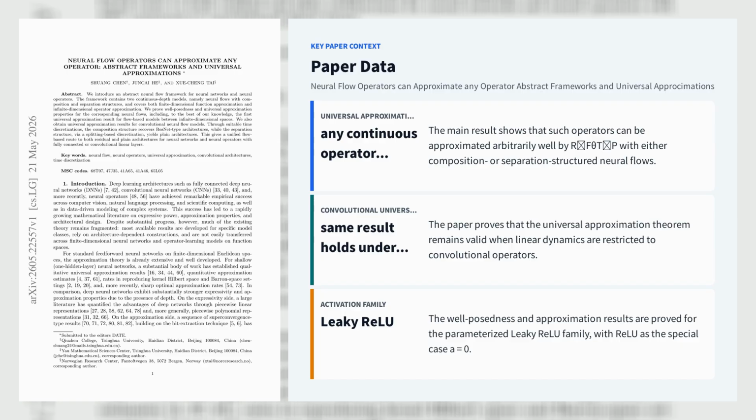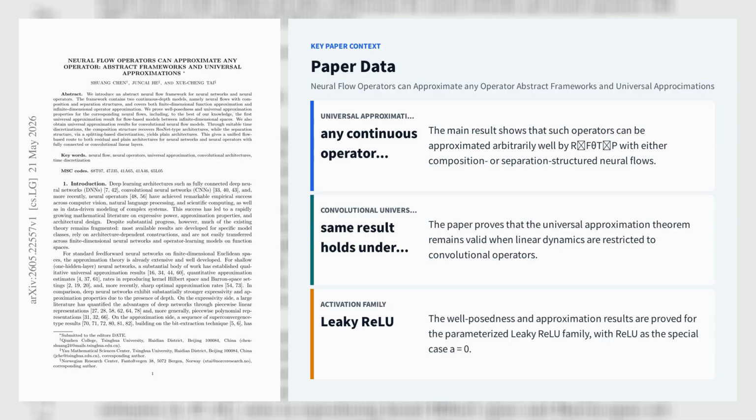Any continuous operator O on a compact set C in an abstract Hilbert space can be approximated arbitrarily well by R ∘ F_θ^T ∘ P, where P and R are bounded linear maps and F_θ^T is either flow type. They further show that the same result holds under convolutional constraints, by realizing fully connected linear dynamics exactly through constant convolution kernels. Finally, the paper transfers these continuous time guarantees to finite depth architectures via time discretization, proving universal approximation for both plain and ResNet-style neural operators, as well as fully connected and convolutional neural networks.